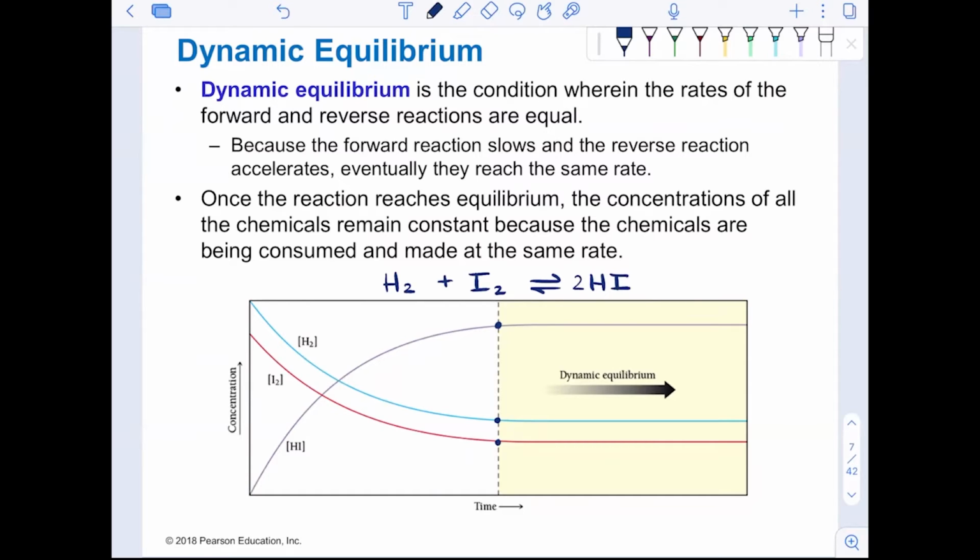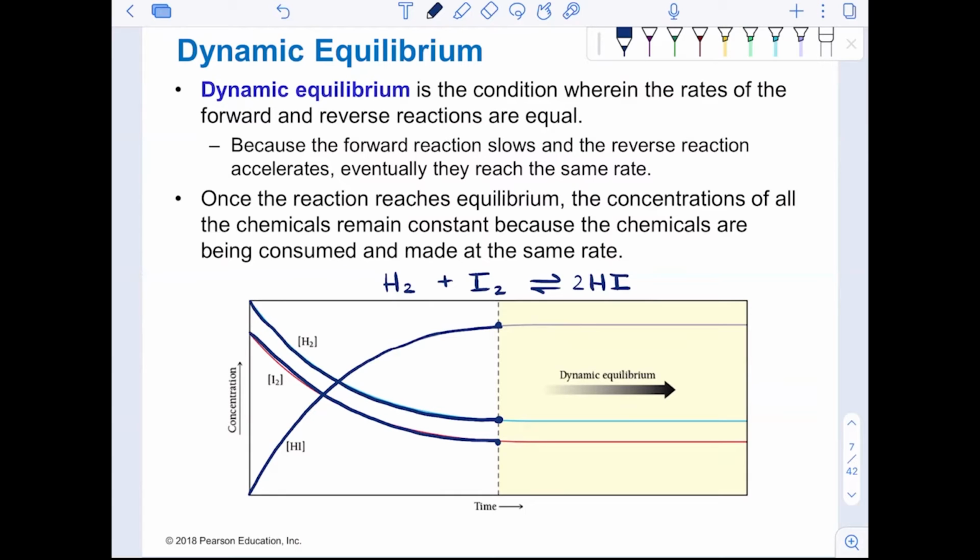So once we start making HI product, there will be a point in time when we start to see an establishment of a constant concentration. Same thing with the reactants. We'll start to decrease the concentration and eventually we will reach a constant. No matter if it is one reactant or two reactants or a product or two products, all the concentrations will really start to become constant.